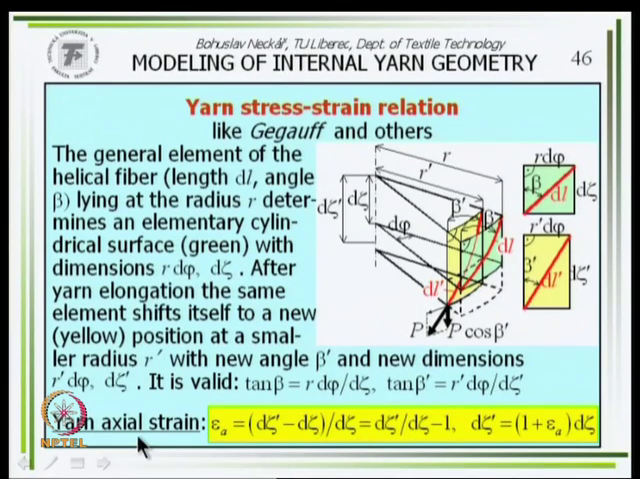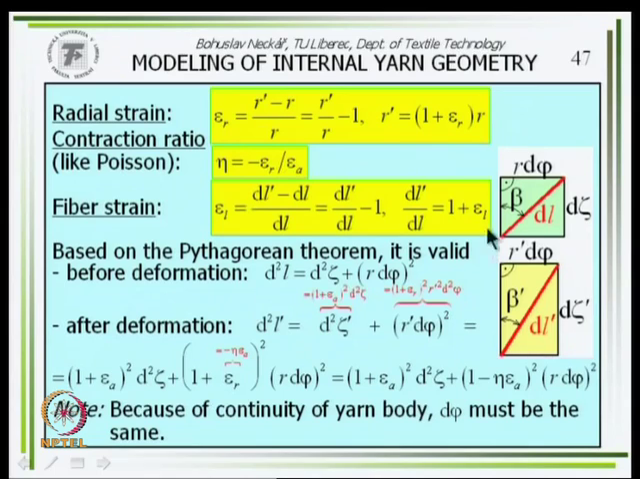Well, let's now define some relative quantities. Epsilon in axial direction, epsilon A, is d zeta dash minus d zeta by d zeta, evidently, the axial strain. So d zeta dash is 1 plus epsilon A times d zeta. It's a repetition from the last picture. Radial strain is final radius minus starting radius by starting radius. Epsilon r must be negative because r dash is smaller than starting r. The chewing gum effect, contraction, isn't it?